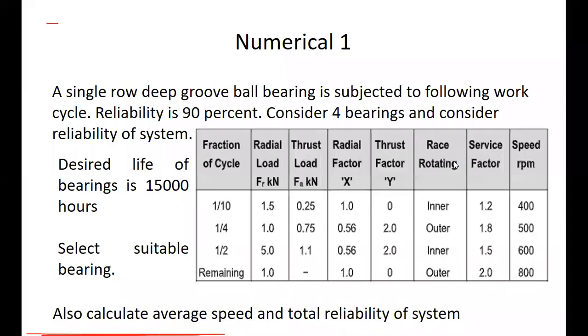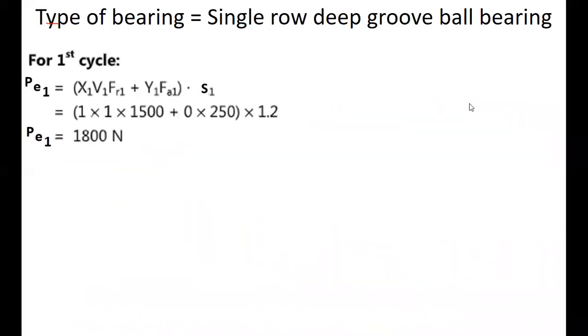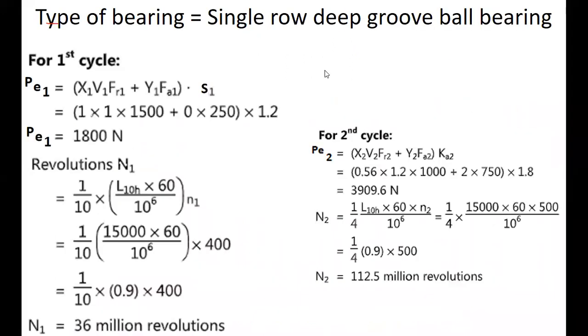Again, if you see, the fraction of the second cycle over here is 1/4, right? So all these values we had put and we found the value of P2. So once you find P2, you have to take this as 1/4, the fraction of the cycle, into the same formula, L10H into 60 into N2 divided by 10 raised to 6. The answer of N2 is 112.5 million revolutions.